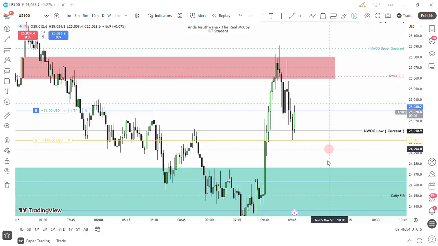And so at this point, I can't do anything really. I have to wait for another opportunity. And so obviously it does its thing. They drag it higher to this first presented fair value gap at pre-market session.